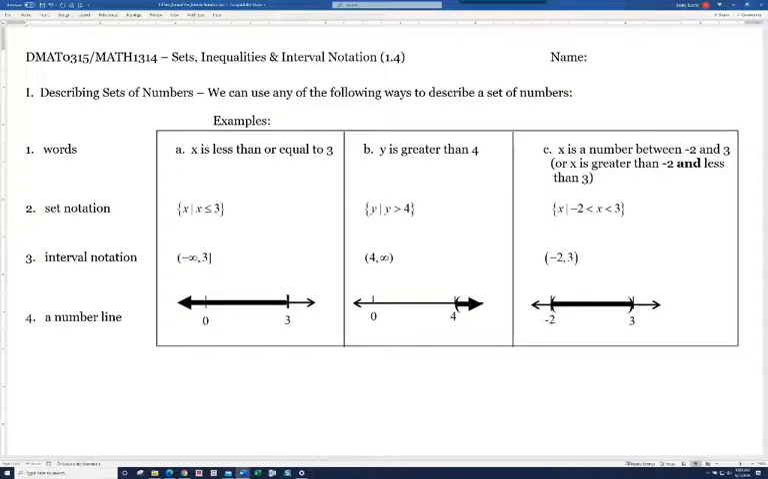In this video, we'll be looking at sets, inequalities, and interval notation. So let's go ahead and get started. It says, describing sets of numbers. We can use any of the following ways to describe a set of numbers.